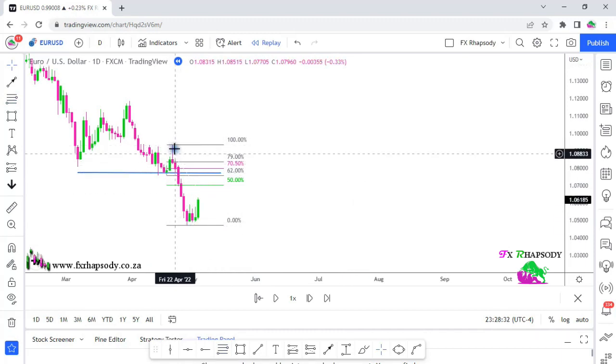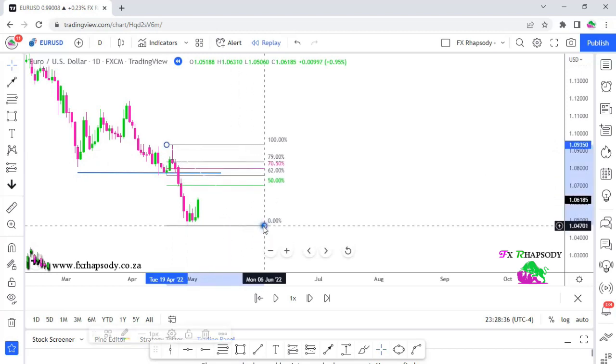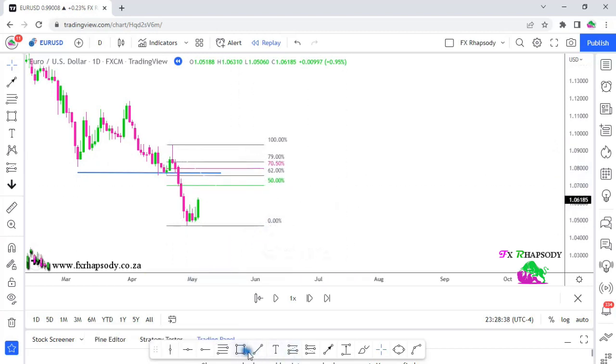So Fibonacci from here to there. Okay, you draw your Fibonacci out nice and wide, and now you highlight this area between the 62%. That's the first line is 62%, and the last one is a 79%. That is the golden area that price retraces back to.